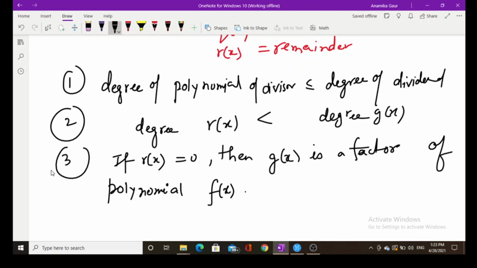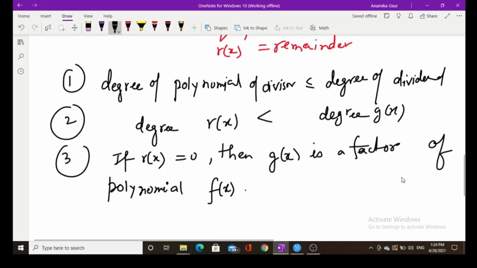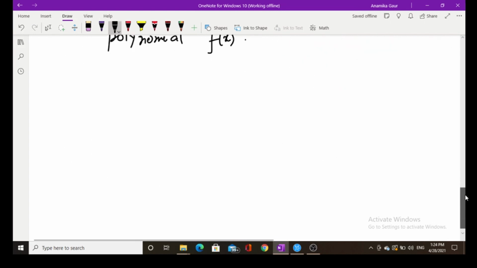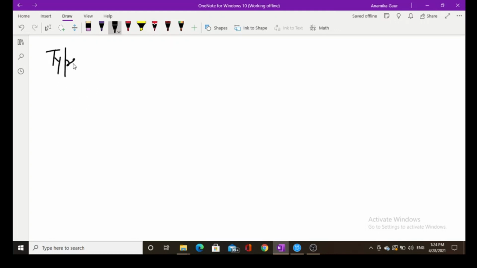Okay, so these are the 3 important points. Now the next point we will be discussing is the 5 types of questions which used to come in exams. So we will be discussing 5 types here. Type 1 is we need to verify the division algorithm.